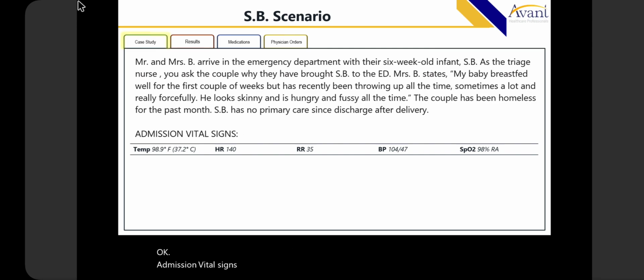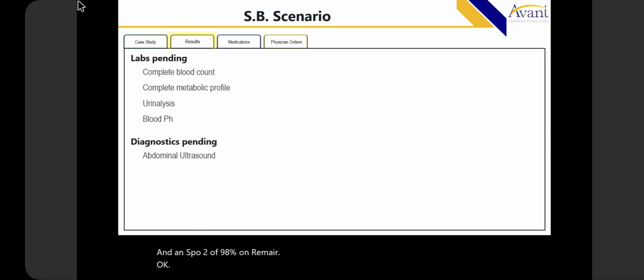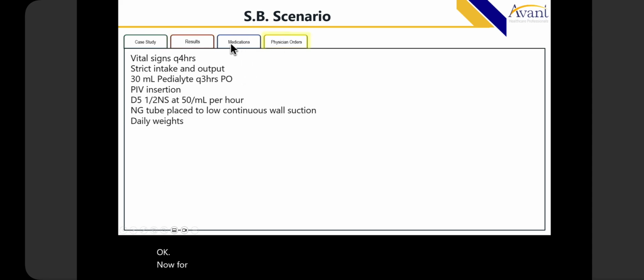Admission vital signs. He has a temperature of 98.9 degrees Fahrenheit, a heart rate of 140, a respiratory rate of 35, blood pressure of 104/47, and an SpO2 of 98% on room air. Okay. Labs. Okay. There is a CBC, a CMP, a UA, and a blood pH all ordered, and those results are pending. Okay. There is also an abdominal ultrasound ordered, and those results are pending as well. Okay. Now, there are no medications for this patient.